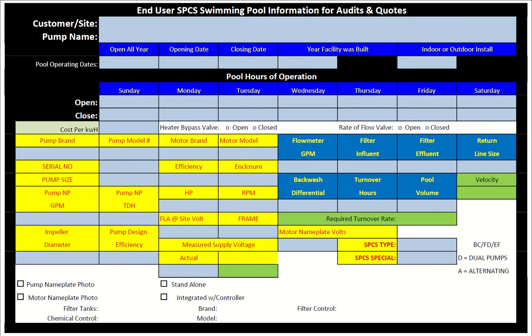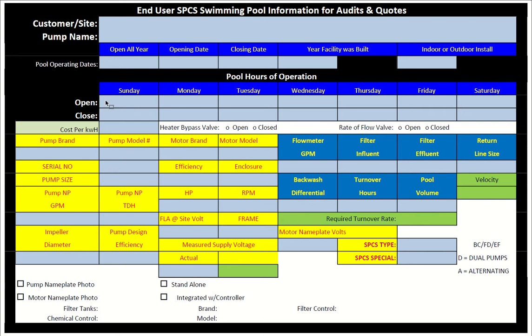When you visit the site for the first time, you will go armed with the End User SPCS Swimming Pool Information for Audits and Quotes form. This one is in color. Everything that you see in light blue will be something that you should be able to get from the pool equipment or the pool operator or documents on site.